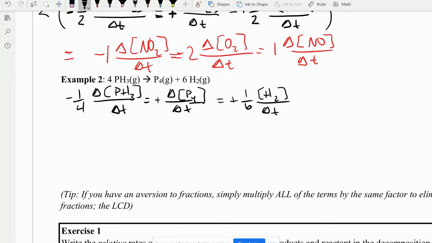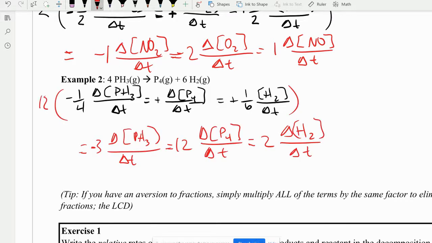Again, put me on pause. Go ahead and get rid of those fractions. What would be the least common denominator here? How can we get rid of those fractions? Put me on pause and see if you get the same answer as me. All right, so here is the simplified relative rate expression for the second example.